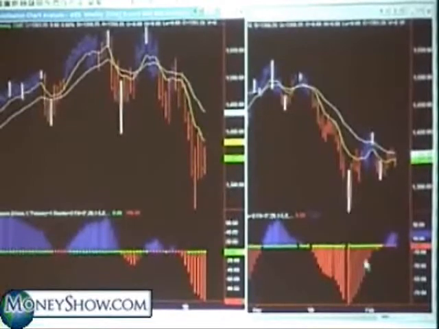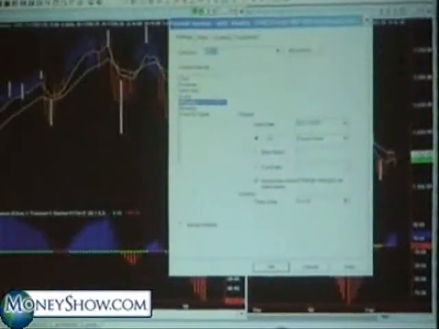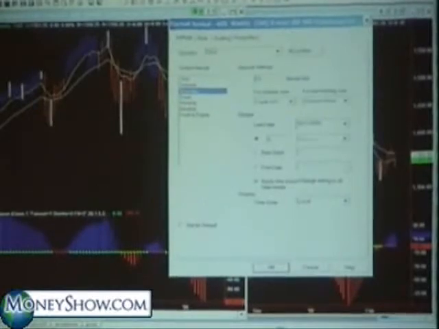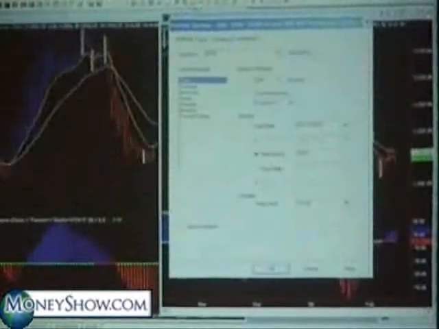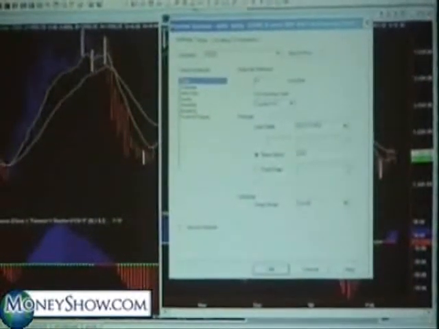If I'm going to be day trading, what I'm going to do is come over here on the S&Ps, and let's look at an intraday chart. Let's look at a 60-minute chart. And then over here, let's look at a tick chart. And on the S&Ps, I like to use a 233 tick chart.